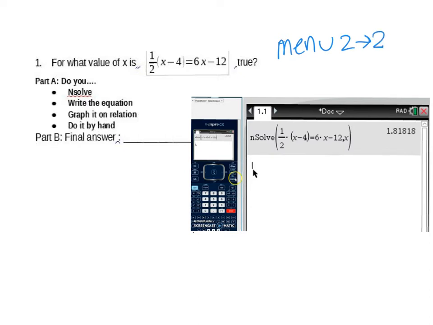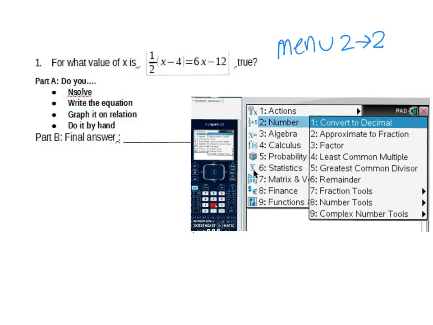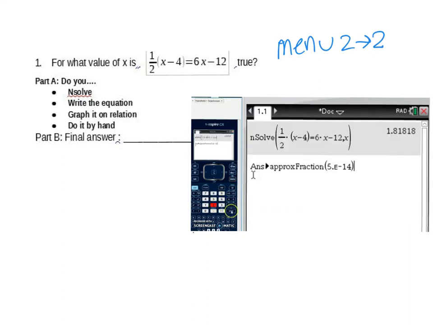So in order for us to do that, I'm going to show you on the calculator. When I'm pressing menu, then 2, and then 2, now you see the approximate fraction. That's what we want. So as we keep going, we're going to see that it's 20 over 11, and that's what we wanted.